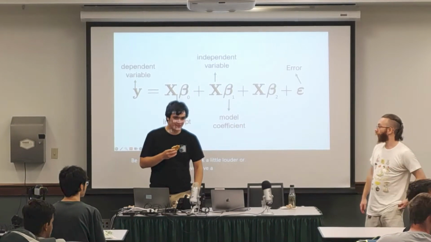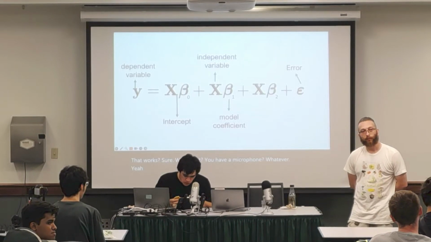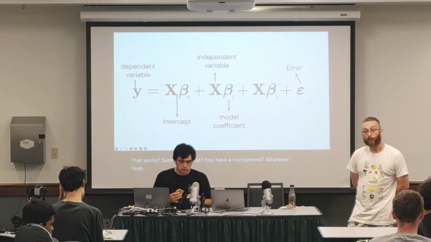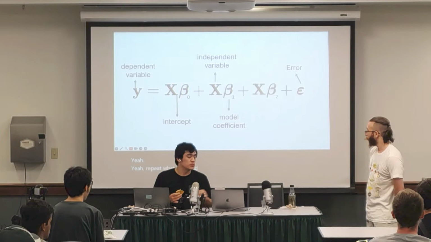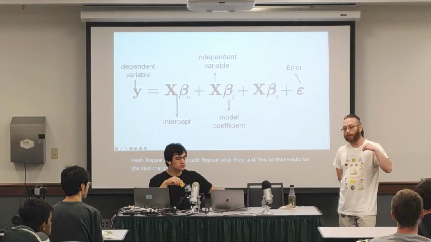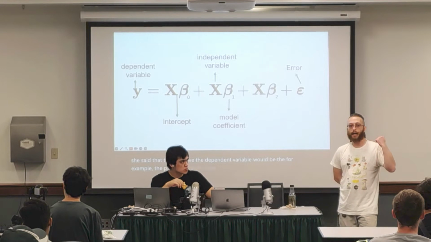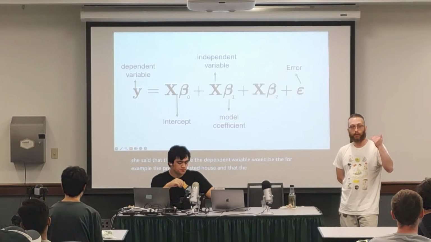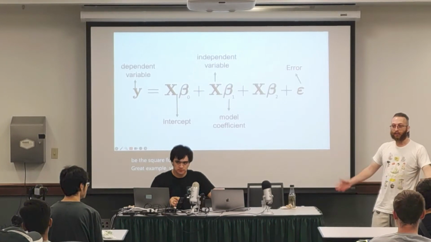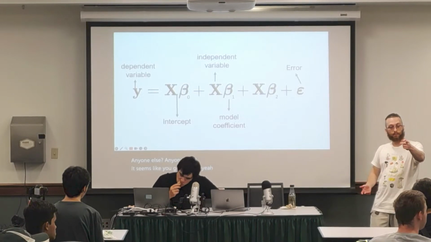Okay, so this would be a real estate example. The dependent variable would be the price of a house, and the independent would be square footage. Yeah, for sure. Absolutely. Repeat what they said. Yeah, so she said that the dependent variable would be, for example, the price of a listed house, and that the independent variable to that would be the square footage. Great example. Yes. Anyone else? It seems like you guys got it.